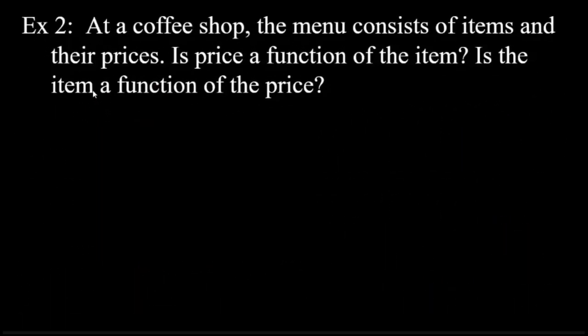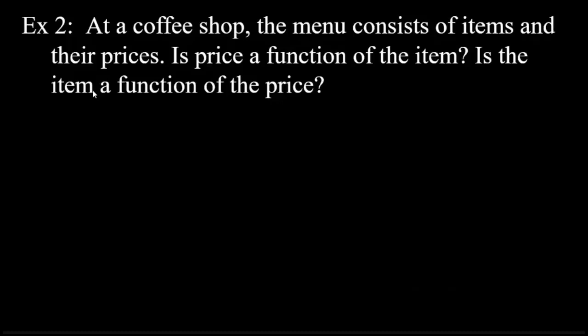So here's an example. At a coffee shop, the menu consists of items and their prices. Do you think the price would be a function of the item? Or do you think the item would be a function of the price? So in other words, if you pick something at the shop, does that item determine the price you pay? Or do you go in and pick a price and then that determines the item you're going to get? No, you pick the item and that determines the price, right?